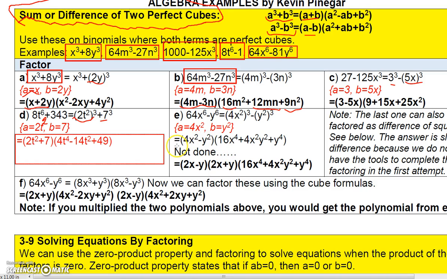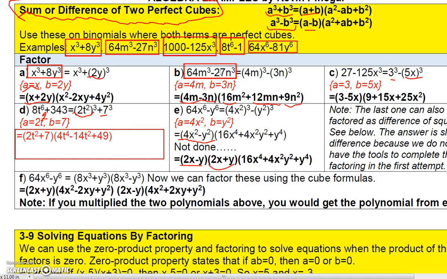Now, we're not done yet, because 4x squared minus y squared actually factors as a difference of squares. So we can factor that again into 2x minus y times 2x plus y using our difference of squares formula.